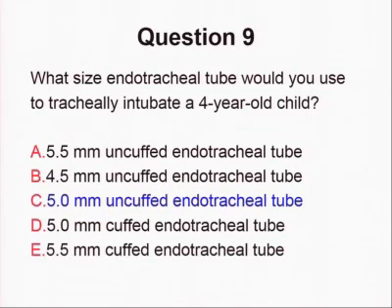So just going back to our patient, it's a 4-year-old. So 4 divided by 4 is 1, plus 4, that's 5. So it's a 5 millimeter uncuffed tube. And there's an option of 4.5 cuffed. You could put that, but there isn't that option.